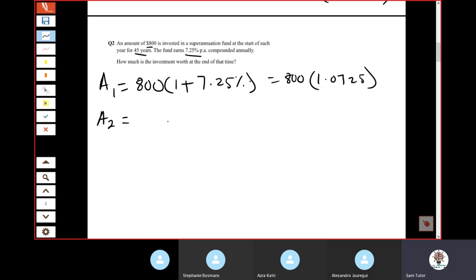Let's do A2 together. So 800 plus A1, and then you times it by 1.0725. Yeah.